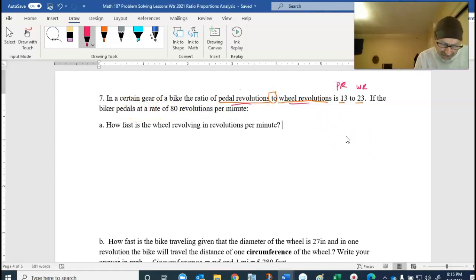Okay, so it says if the biker pedals at a rate of 80 revolutions per minute, so this is the pedaling. They pedal at 80 revolutions per minute. So how fast is the wheel revolving? The wheel revolving in revolutions per minute.